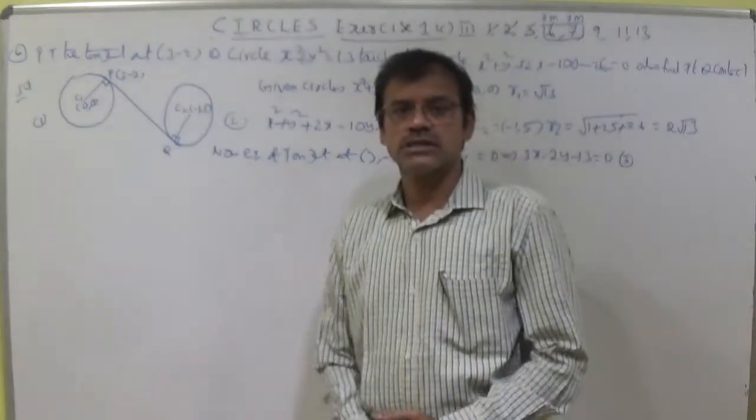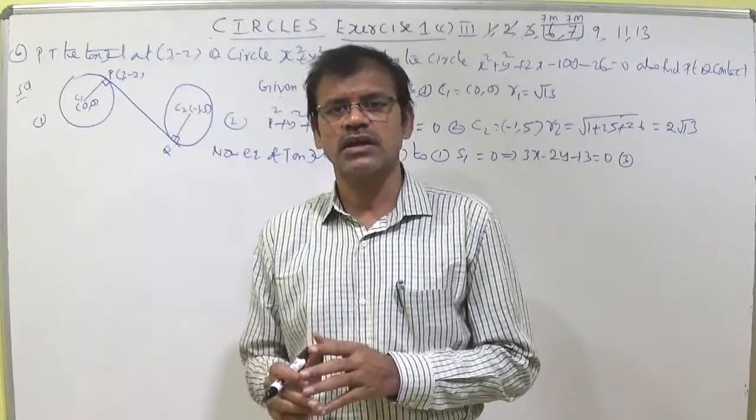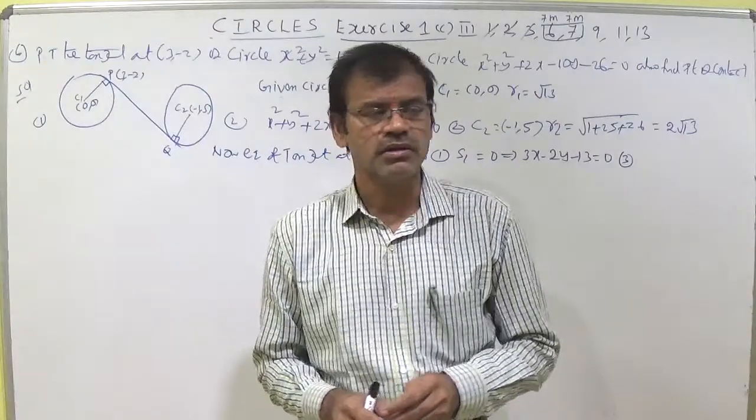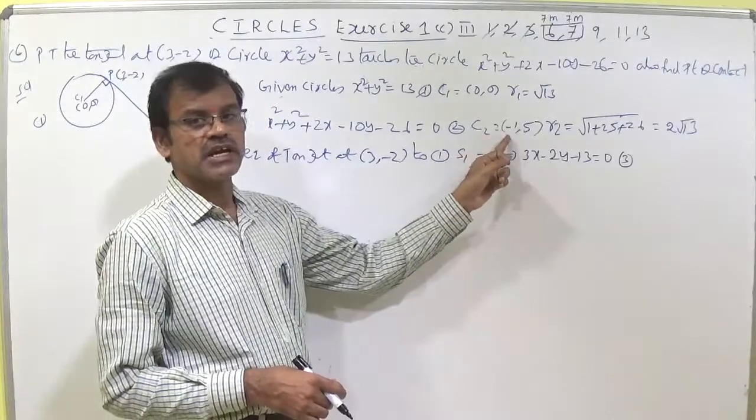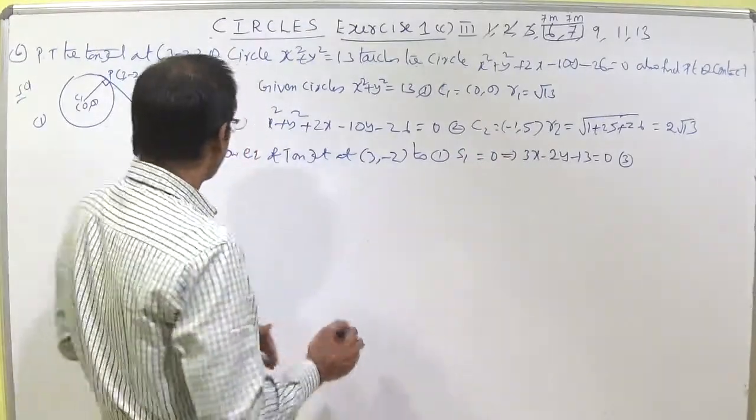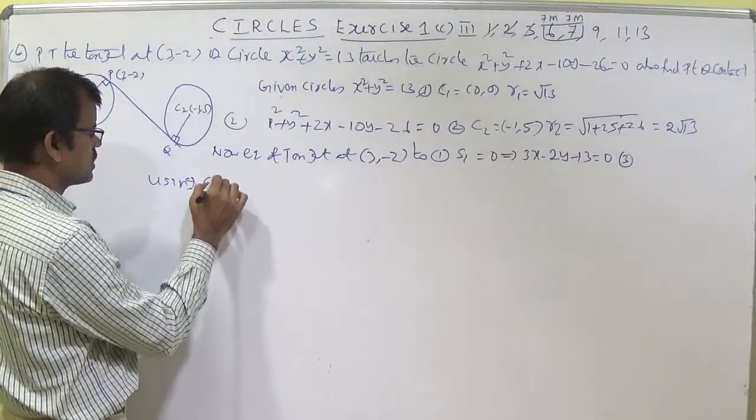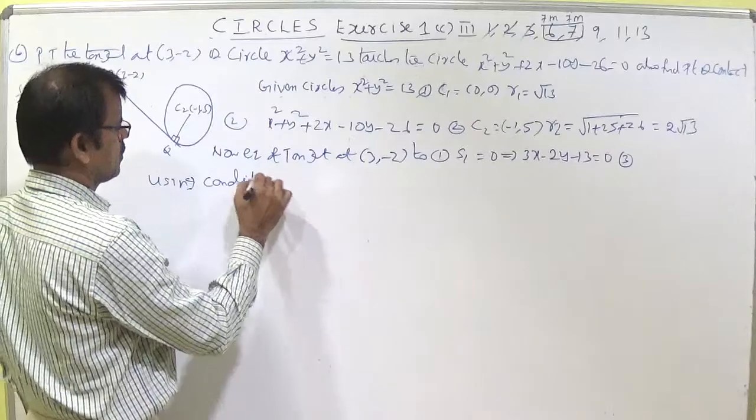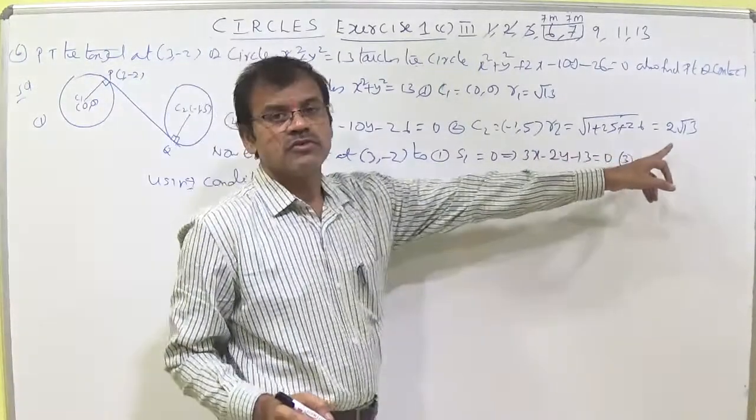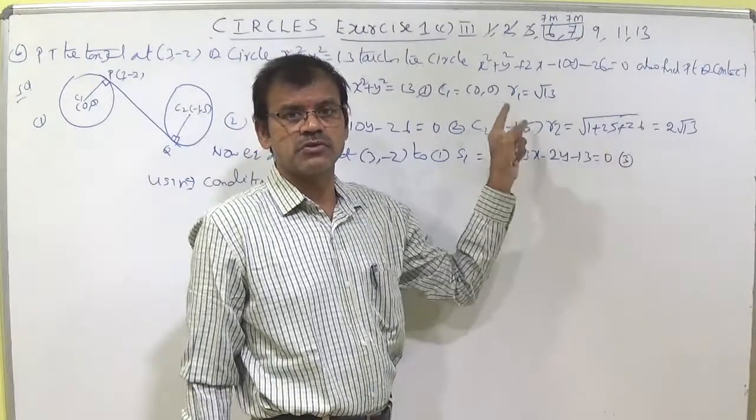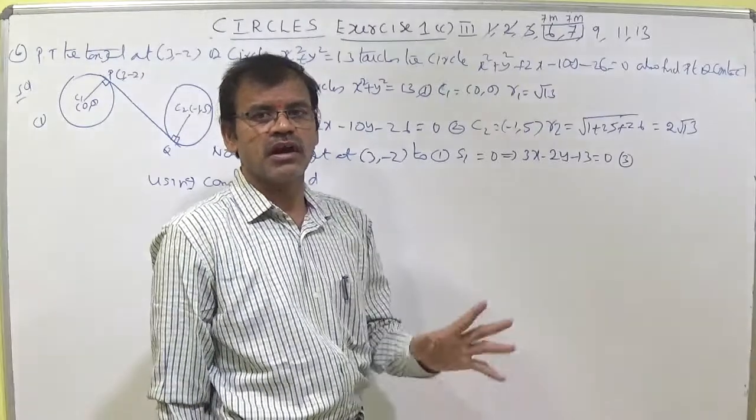Now we should prove that the same line is tangent to the second circle. If any line is tangent to any circle, then the condition of tangency is r is equal to d. So what is r? The radius of the second circle. What is d? The perpendicular distance from the second center to this line is d. Using the condition r is equal to d, r means here 2 root 13. So whatever the perpendicular distance from the second center to this line, we should get the answer as 2 root 13. Then only r is equal to d.